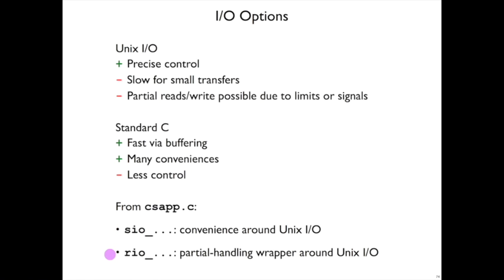Later we'll also look at RIO, which again wraps Unix I/O, but instead of convenience, its aim is to deal with the partial reads and writes for you automatically. Again, neither of those solves the slow for small transfers problem if that's an issue, so using the standard C library is the way to solve that kind of problem.